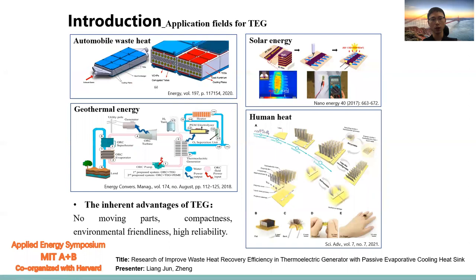The TEG has a lot of advantages, like no moving parts, compactness, environmental friendliness, and high reliability. So it is used in different fields, like automobile waste heat, solar energy, geothermal energy, and human heat.